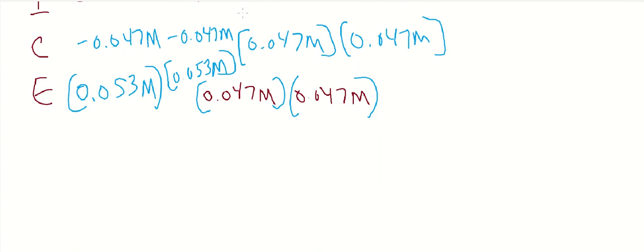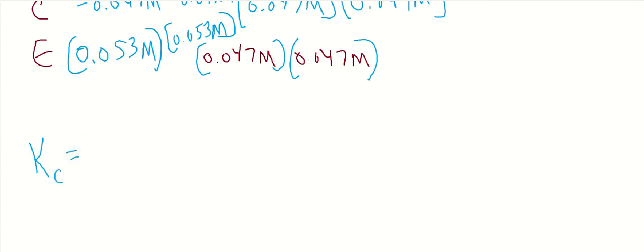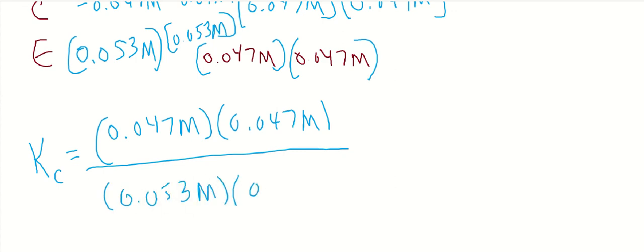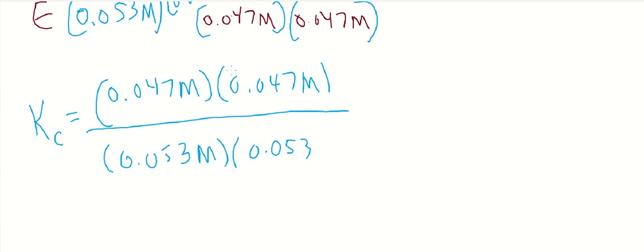Let's calculate case C. So the equilibrium constant is going to be the concentrations of the products, which is 0.047 moles per liter. I'm just going to write it again twice. You could square it. Over the concentrations of the reactants, 0.053 times 0.053 for the carbon dioxide and the hydrogen. It's going to be 0.047 squared, or just 0.047 divided by 0.053 squared.